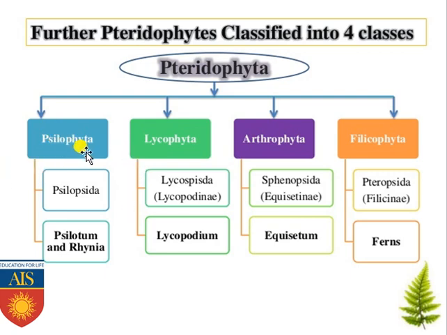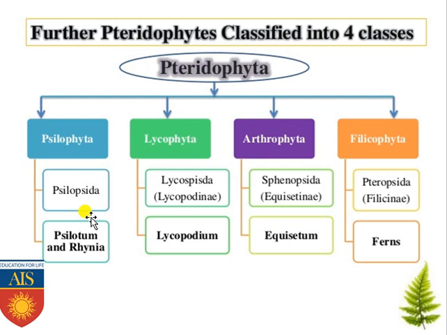One is Xylophyta or Xylopsida. Second one is Lycophyta or Lycopsida. Third one is Arthrophyta or Sphenopsida. Nowadays we call this Sphenopsida or Equisetinae. Fourth is Filicophyta or Pteropsida. So these are the 4 different classes or categories under Pteridophyta, or subclasses rather you can say.